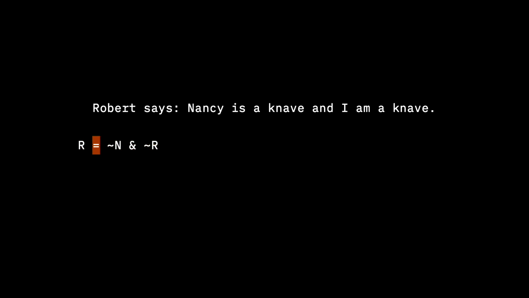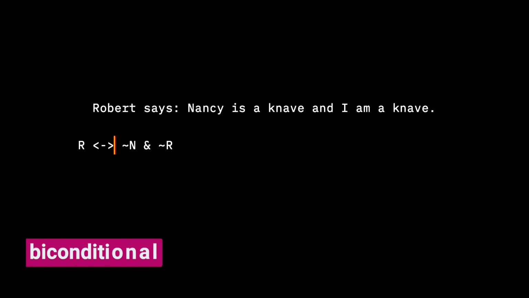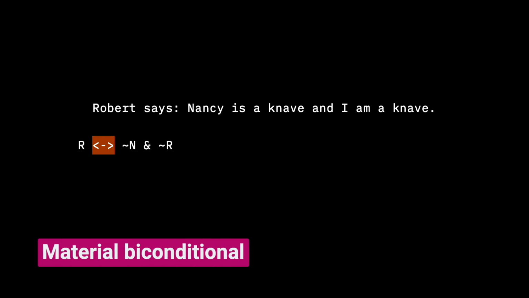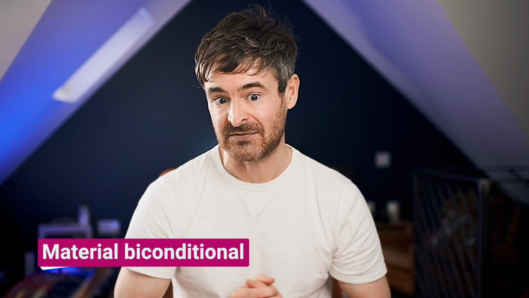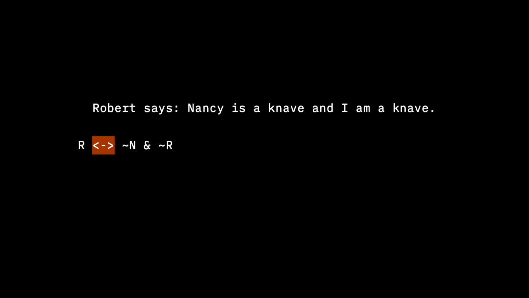And I'm just going to write that down with an equals, okay? Some logicians put a two-way arrow in between. That's probably the right way of doing it if you're doing logic homework. That's called the material biconditional. It means that the two sentences on either side have the same truth value. But just for the purposes of doing knights and knaves, I think it's easier to remember with an equals, basically meaning the truth value of this one is the same as the truth value of this one. So what we've got there is our translation of Robert says Nancy is a knave and I am a knave.